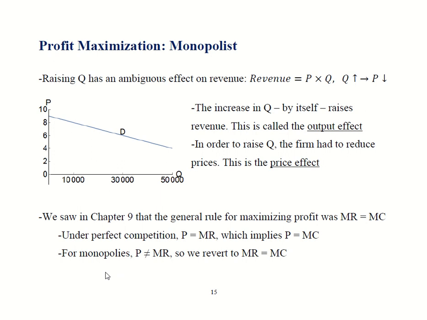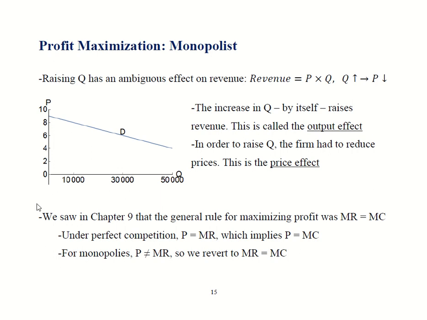So there's a name for the two particular effects we saw that made the impact on revenue ambiguous from an increase in Q. All else equal, a boost in Q is going to boost revenue. Sell more stuff, you get more money. We call that the output effect. The trade-off, though, is that to get people to buy that extra output, you had to reduce prices on all of your production. Reducing prices, all else equal, is going to reduce revenue. We call that the price effect.